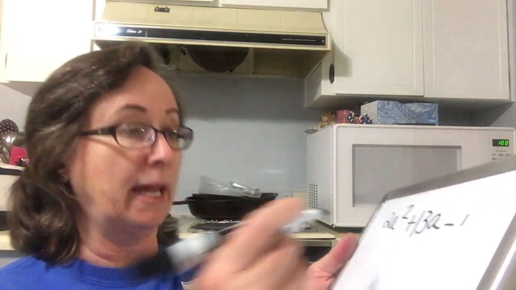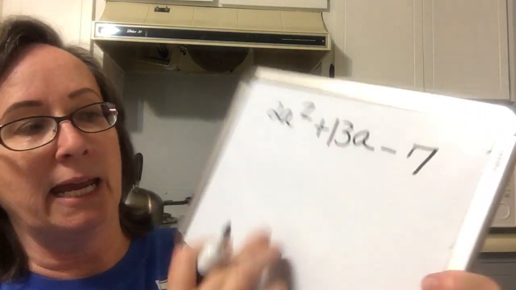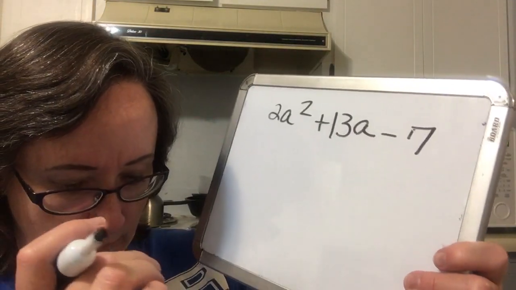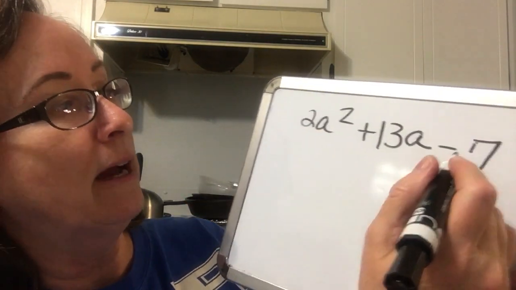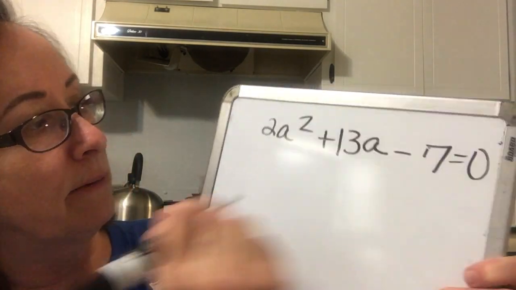Okay, so we're going to have 2a squared plus 3a minus 13a. That is a 13a, not a 3a. 13a minus 7, because that was an 8 and a 5. Okay, positive 8, positive 5a. All right, so now when I factor, that's equal to 0.